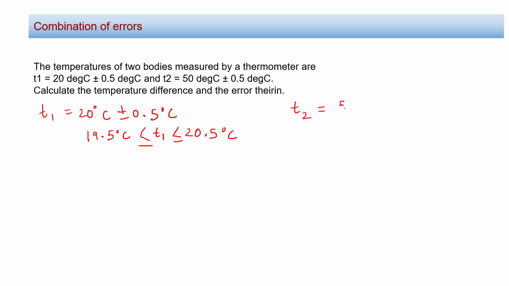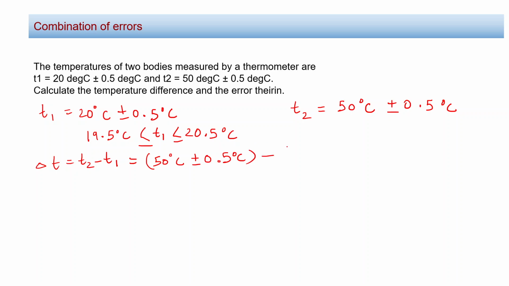The temperature of another body is given to be 50 degrees centigrade plus minus 0.5 degrees centigrade. We have been asked to calculate the temperature difference and the error. So the temperature difference means the difference between these two. T2 is 50 degrees centigrade plus minus 0.5 degrees centigrade, and we have to subtract the value of T1, which is 20 degrees centigrade plus minus 0.5 degree centigrade. Now 50 minus 20 is 30 degrees centigrade, and we know the errors are always added. That means 0.5 and 0.5 will be 1 degree centigrade, right?